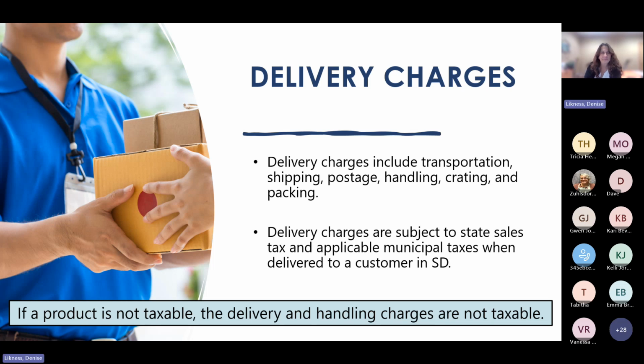Delivery charges. Delivery charges, including transportation, shipping, posting, handling, crafting, packaging. If the product is taxable, then the delivery and the handling charges are taxable. The bottom line there, it kind of follows the sales.